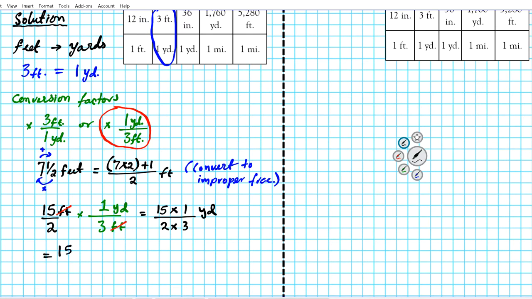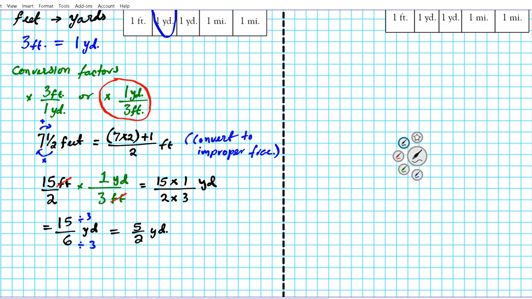Okay. 2 times 3 is 6. 15 over 6 yards. See if we can reduce this fraction. Do they have any common factors? The greatest common factor between 15 and 6 is 3. Just divide both of them by the GCF to get our answer in its reduced form. So the answer is 5 over 2 yards. This is our answer as an improper fraction.